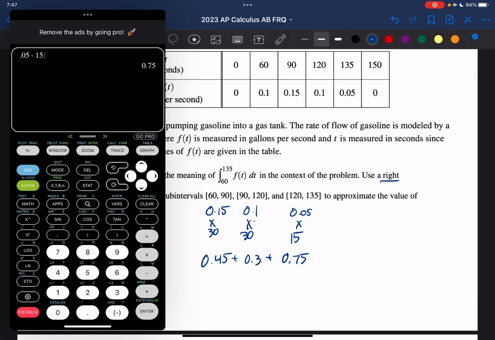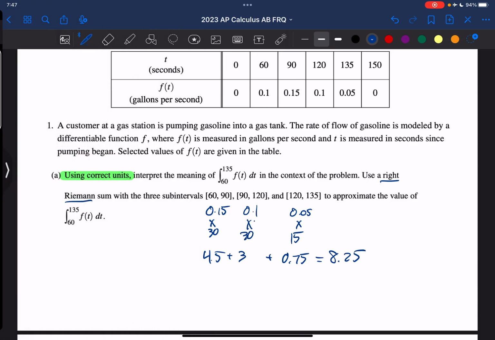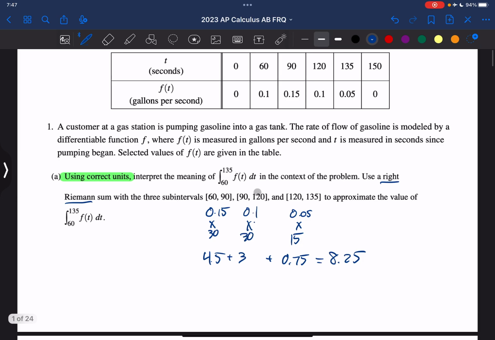So, whoops, I think I made a mistake. Yes, I did. 0.15 times 30. There we go. I missed a decimal point. So that should be 4.5, this should be 3, and that should be 0.75. So 4.5 plus 3 plus 0.75 is 8.25. So now that we have this, now we can interpret this using correct units.